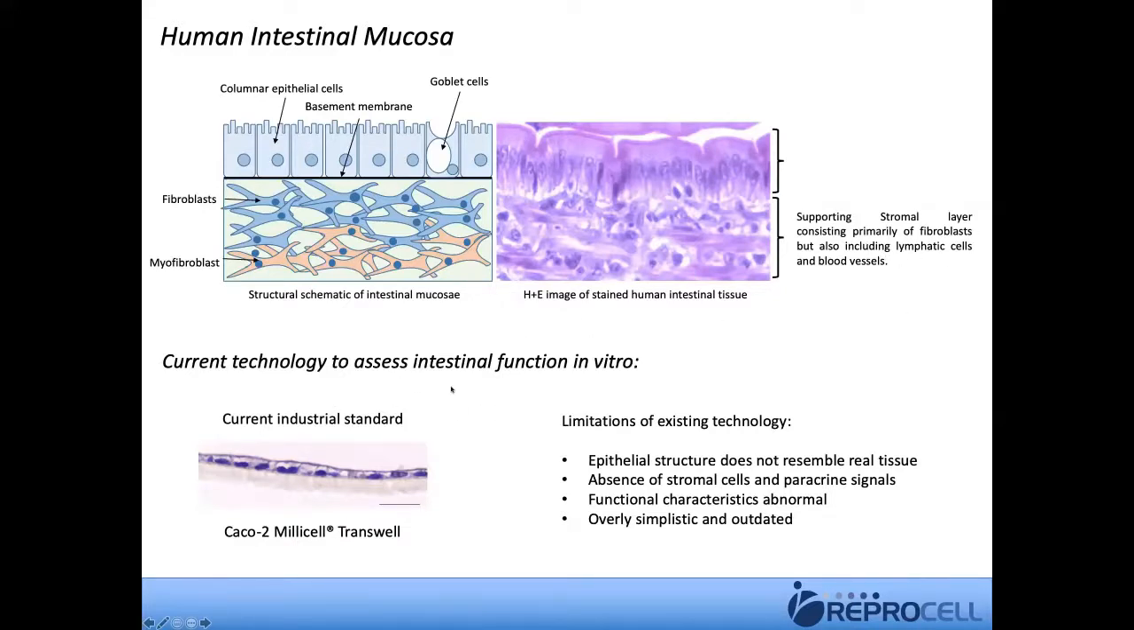So the current technology to assess intestinal function in vitro primarily involves the use of this cell line called CACO2, which is traditionally grown on Millicell transwell inserts in a 2D culture. And you can see that example there. This is an overly simplistic situation. The functional characteristics of this epithelium are recognized as being abnormal, and it's a model, and we can do better. And I want to demonstrate to you how we can do better using our technology.